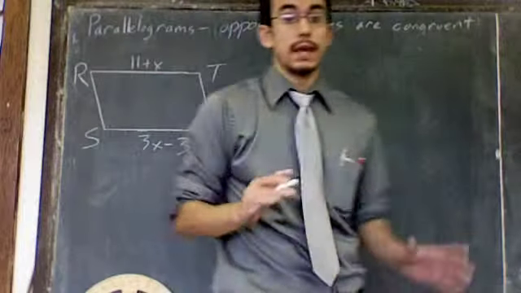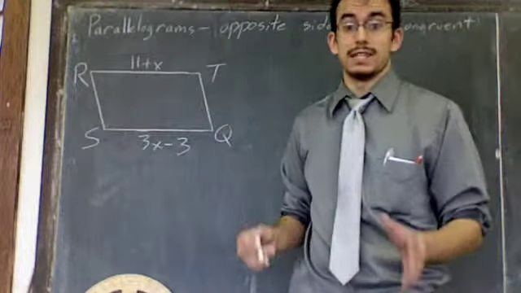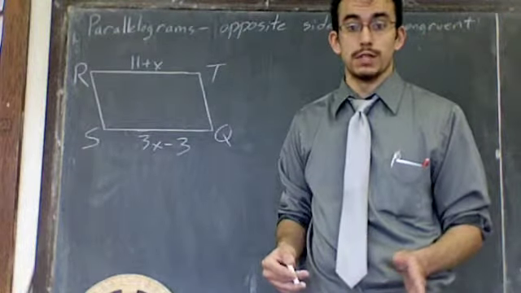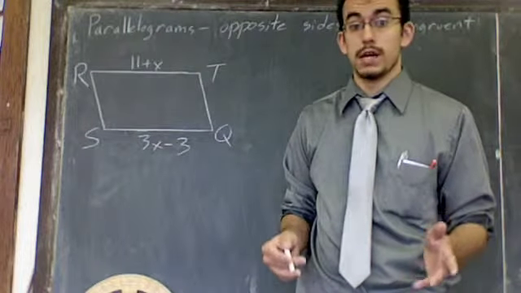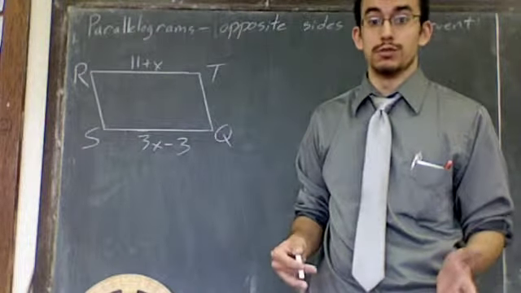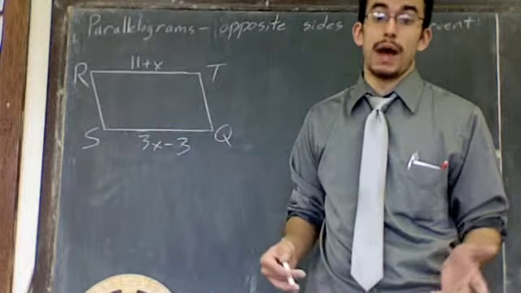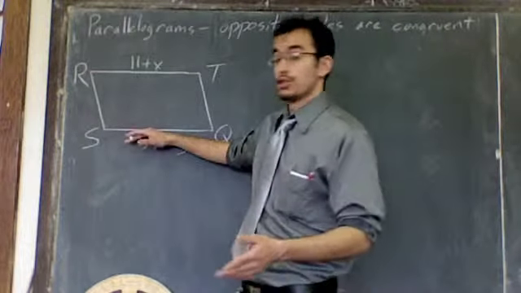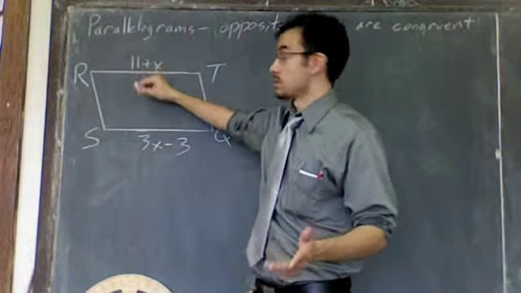Alright, here I'm going to teach you about parallelograms that have opposite sides. The rule that I taught you is that in parallelograms, opposite sides are congruent. What I mean by opposite sides are the two sides that are not connected, the sides that are parallel to each other. So SQ is parallel to RT, it's a parallelogram.